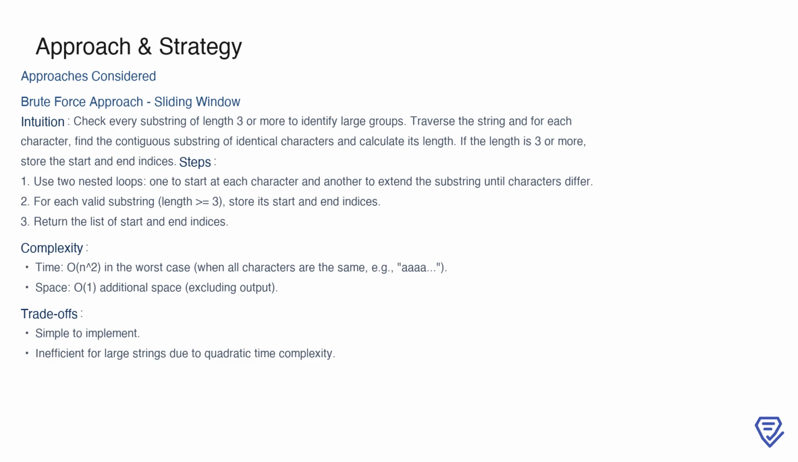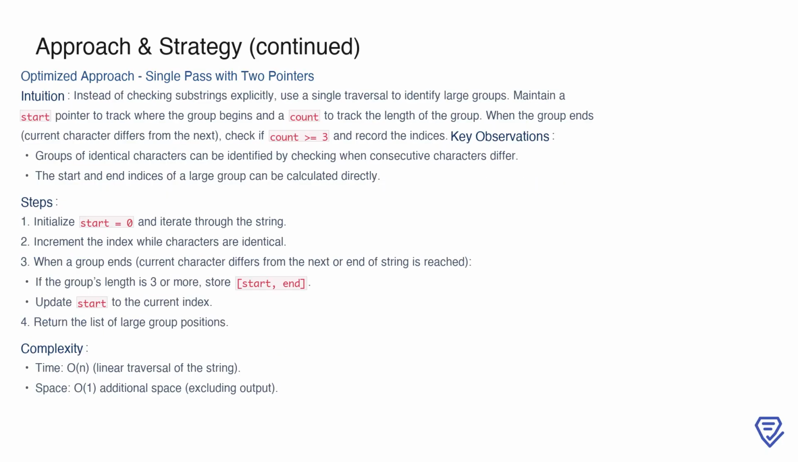While this method is simple to implement, it comes with a significant drawback. Its time complexity is n squared, because, in the worst-case scenario, such as when all characters in the string are identical, the inner loop runs extensively. However, it requires only 1 additional space, aside from the output. This makes it straightforward, but the inefficiency in terms of time makes it unsuitable for larger strings, especially in competitive programming contexts. A more efficient approach is to use a single-pass technique with 2 pointers.